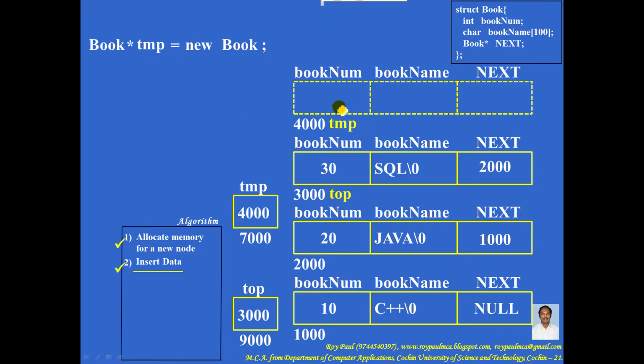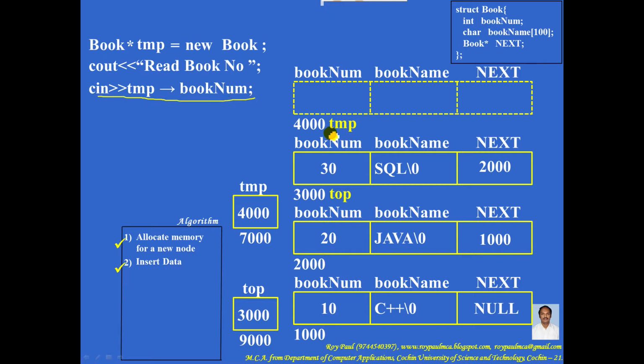Insert the data, that is book number and book name. They are the data part. So temp arrow operator book number, this must be entered from the keyboard, and temp arrow operator book name, this must be entered from the keyboard. The first one, cin input operator temp arrow operator book number. So this quantity can be entered from the keyboard. An example taken, suppose if you type 40 from the keyboard, this contains 40. The new book number is 40.